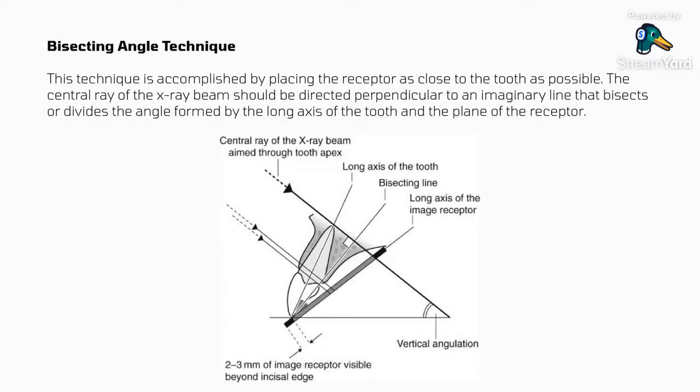Now, what is the disadvantage? It actually ends up giving you a low palatal height, okay? And that is one of the basic disadvantages. And it does not give you the image estimation that you would want for an accurate diagnosis. This is the bisecting technique.